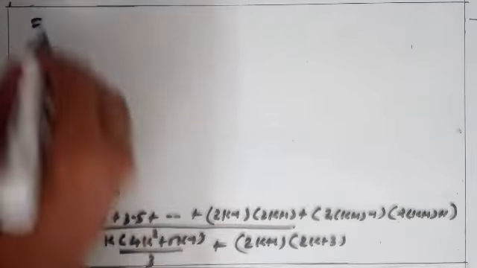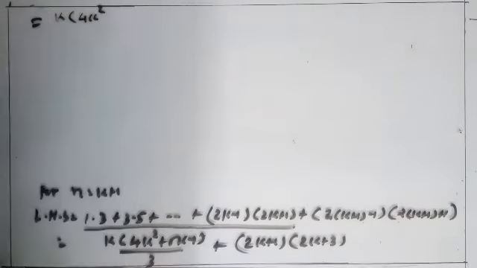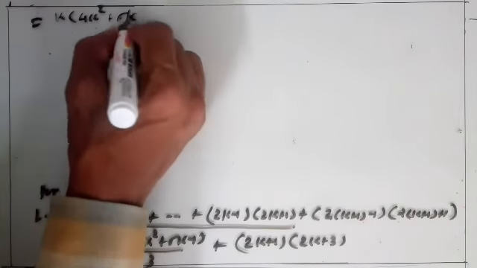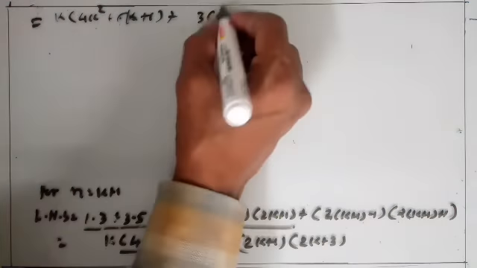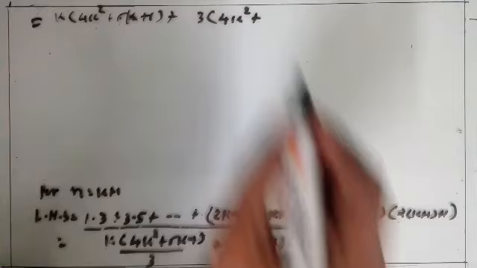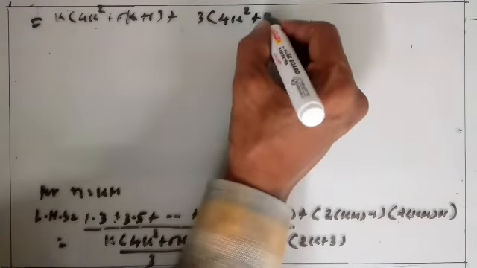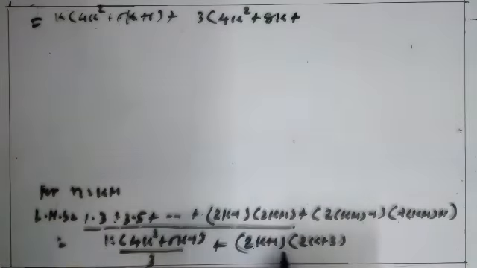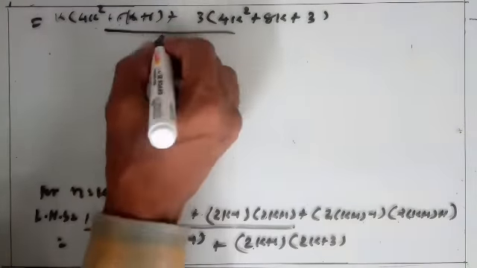Here, for the 3, take LCM. So this becomes k(4k square plus 6k minus 1) plus 3 into (2k plus 1)(2k plus 3). Multiplying, 2k into 2k is 4k square, 2k into 3 is 6k, 1 into 2k is 2k, so 6k plus 2k becomes 8k, plus 1 into 3 becomes 3. Clear this? Upon 3.